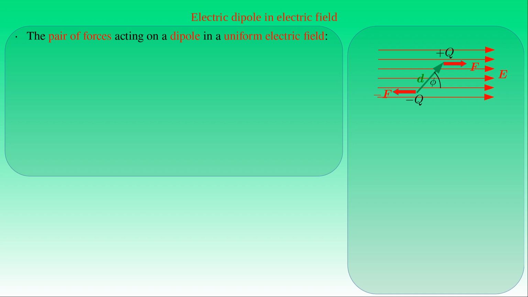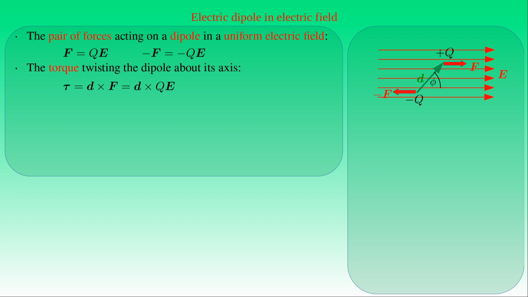This pair of forces makes a couple. As usual, d is also represented by a vector pointing from the charge minus Q to the charge plus Q. The electrostatic forces F and minus F are given by Q times E, and minus Q times E. The couple has a turning effect on the dipole about an axis of the dipole perpendicular to the plane of the forces. This turning effect is the moment of the couple or the torque tau with regard to its rotation axis, and it is given by the cross product of the distance vector d and the electrostatic force F. Then the torque tau can be written as the vector product of d and Q times E, or the vector product of Q times d and E.